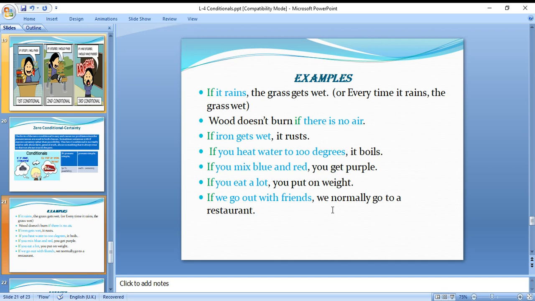Wood doesn't burn if there is no air. If iron gets wet, it rusts. Every time when the iron gets wet, it rusts. If you heat water to 100 degrees, it boils. Every time when you heat water to 100 degrees, it boils. If you mix blue and red, you get purple. Whenever you mix blue and red, you get purple. If you eat a lot, you put on weight. If you go out with friends, we normally go to a restaurant.